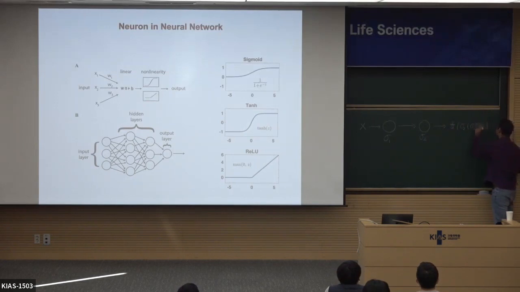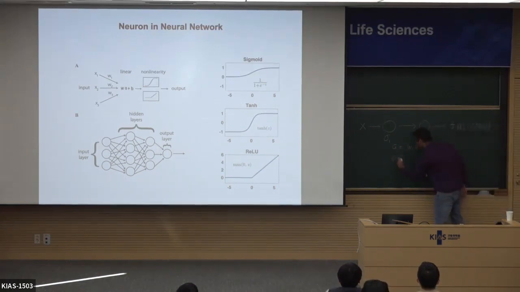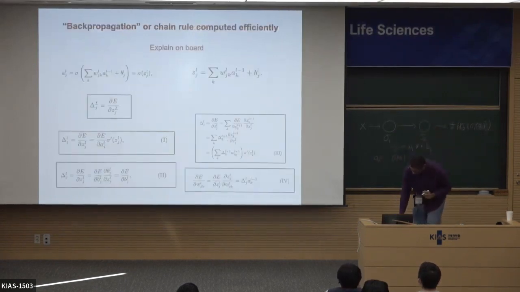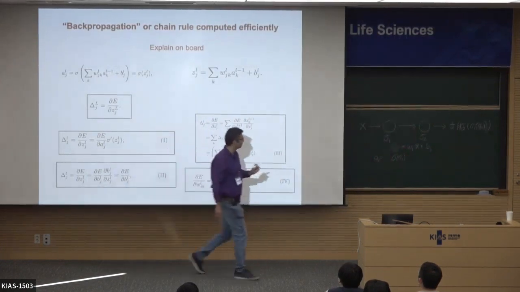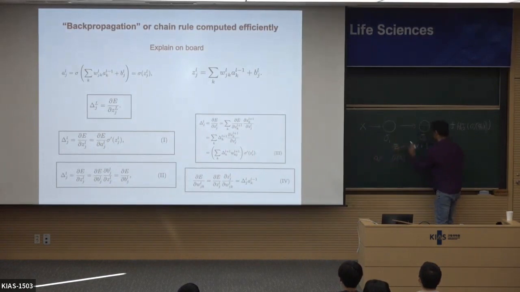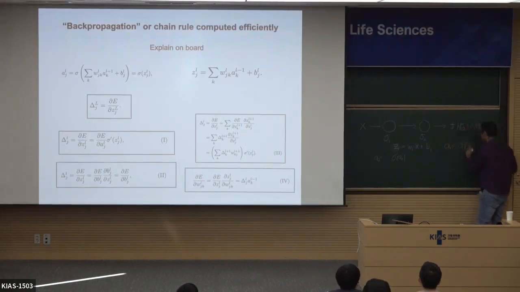So let me write this sigma 1 of A1, and then I have sigma 2, A2 of sigma this. Let me just write it out explicitly. A1 here is going to be, say, omega 1 x plus B1. And then I get sigma of A1, A2. So these are called Z's, what I've written down. You see I've taken the linear part and called this Z. So Z1 is just omega 1 x plus B1. And then the output of the neuron, A1, is just sigma Z1.